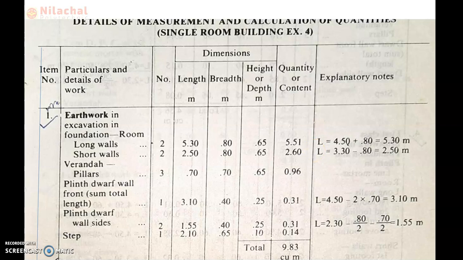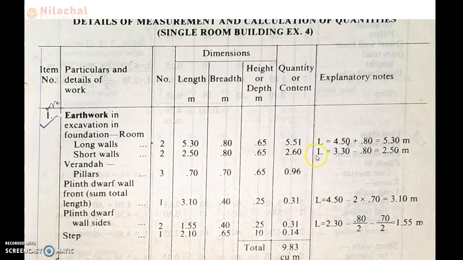So for the short wall, we define the length by the center-to-center distance minus one breadth. Here the breadth of the long wall is 0.80. It is equal to the breadth of the short wall because the wall section used in the room has an equal cross section. So the breadth and height are equal in the case of the long wall and the short wall also.